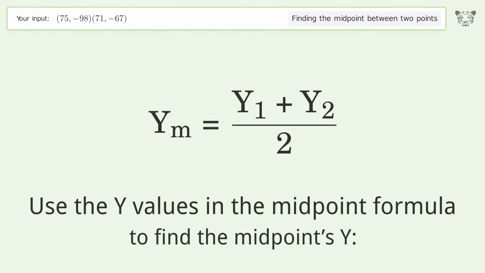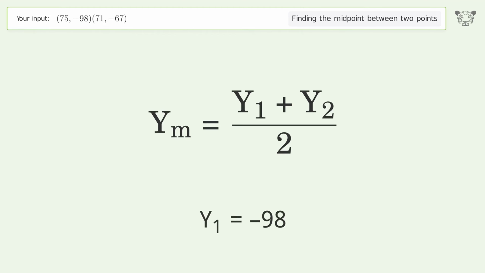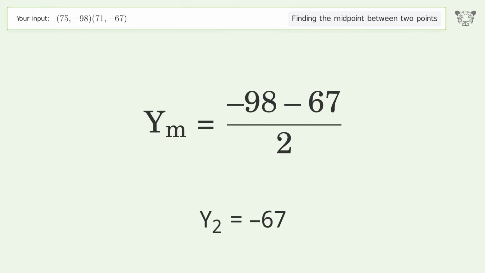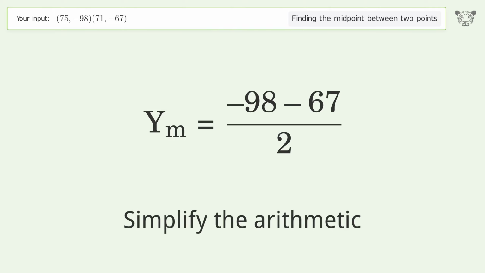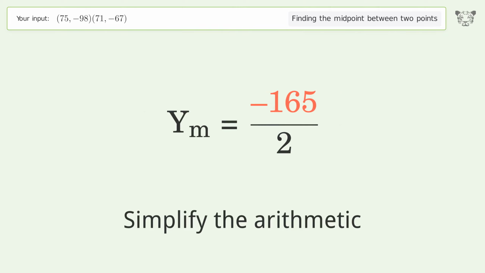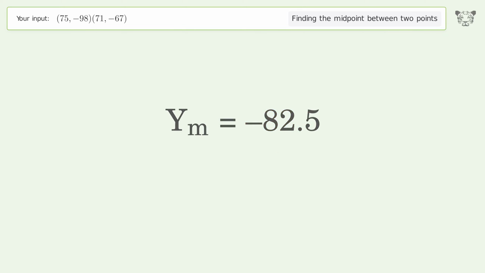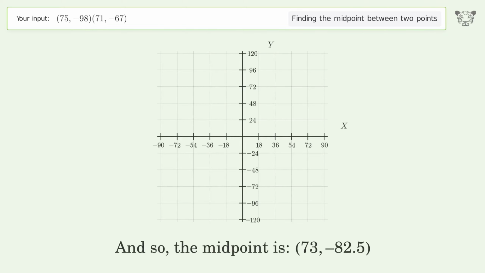Use the y values in the midpoint formula to find the midpoint's y. y1 equals negative 98. y2 equals negative 67. Simplify the arithmetic. And so, the midpoint is 73, negative 82.5.